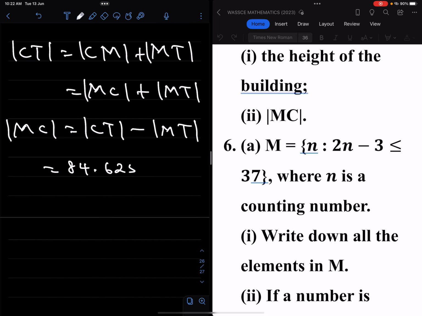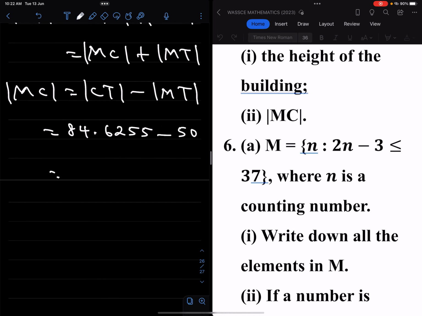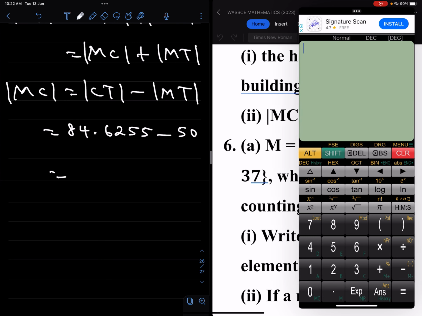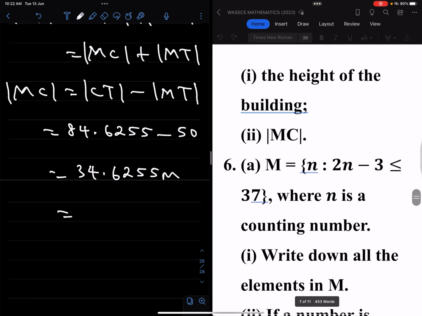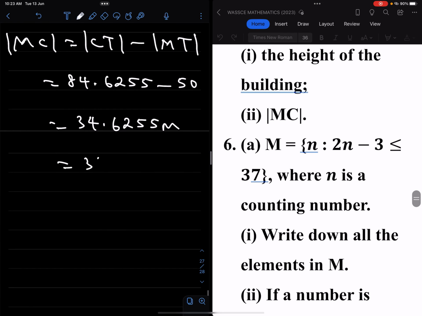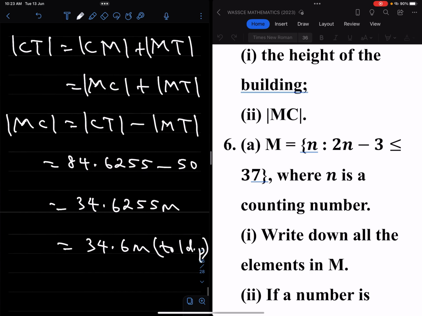84.6255 minus MT, which is 50, and that's what we get when we do that. 84.6255 minus 50, and that's 34.6255 meters. And they say we should give the answer correct to one decimal place, so that's equal to 34.6 meters to 1 dp. And that's it, very, very simply.